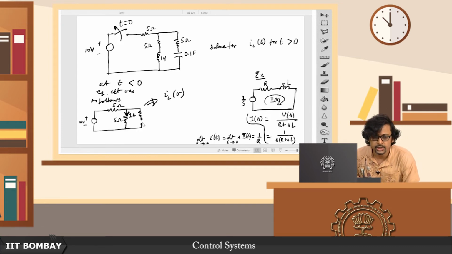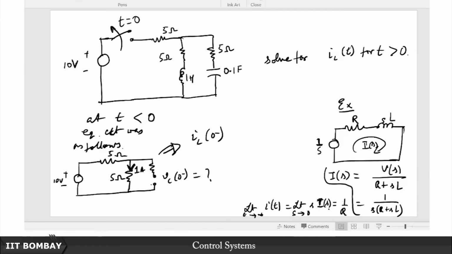What about the voltage, the Vc0 minus, what about this? Now you see, the entire voltage across this 5 ohm resistance is the same as this, because there is no current flow through this. And what is this voltage drop? This is I times R, which is nothing but 5 volts.